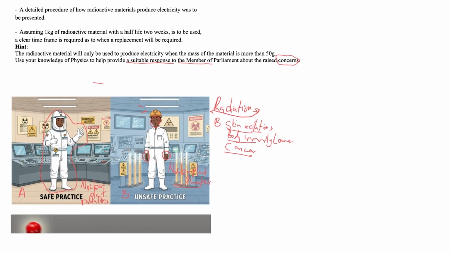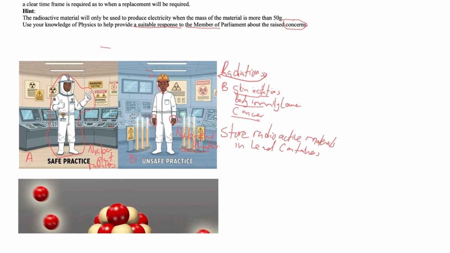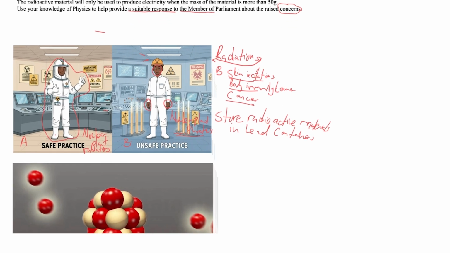Secondly, you also need to store radioactive materials in a nuclear plant in lead containers. Why? Because these radioactive materials do not penetrate through lead containers. So that is how you can also safeguard yourselves.